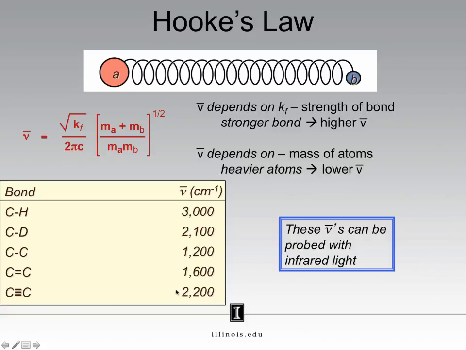Why is that? Let us look at bond strengths. If we look at the carbon-carbon bond strengths, we see that as we go from a single bond to a double bond to a triple bond, it takes more energy to break that bond. In other words, our bond becomes stronger. Based on the equation we discussed on the previous slide, stronger bonds should absorb at higher wave numbers. And we see that is true. A carbon-carbon triple bond absorbs at a higher wave number than a carbon-carbon double bond, which absorbs at a higher wave number than a carbon-carbon single bond.